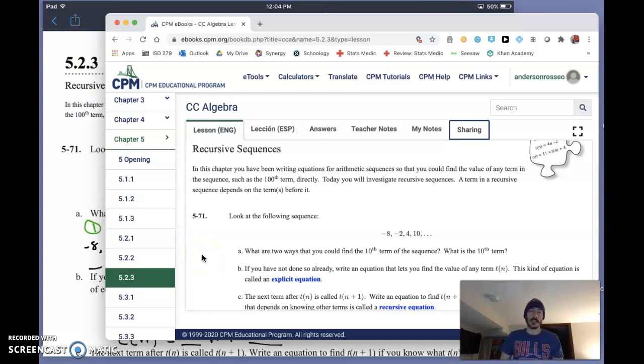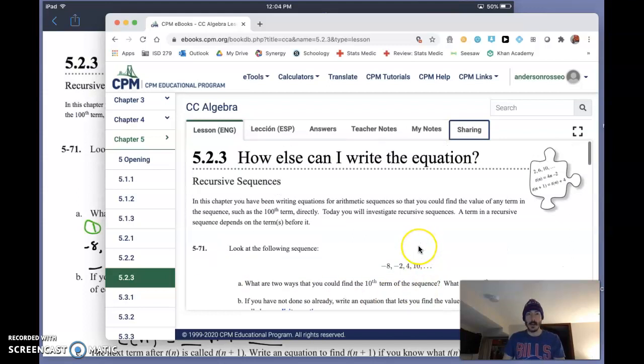Today we're going to talk about section 5.2.3 in our CPM ebook. And the goal today is to talk about some ways that we can represent a little differently our rules for writing sequences. And what I have today is, I think, going to be very, very manageable, as well as give you the opportunity to do a little practice and broaden your horizons with some of these items.